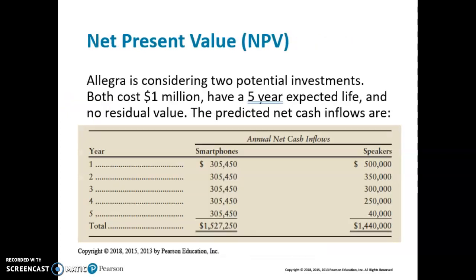So here's an example of Allegra considering two potential investments. Both cost $1 million and have a 5-year expected life with no residual value. And these are the predicted net cash inflows. Okay, so we've got two investments that both cost $1 million. So the smartphone investment is $1 million, and this is the cash inflow here. And the speakers cost $1 million, and this is the cash inflow from them.